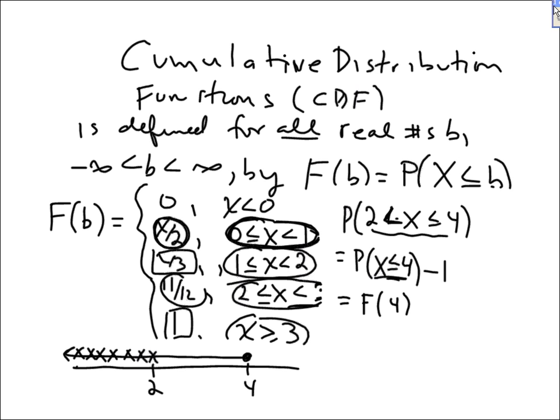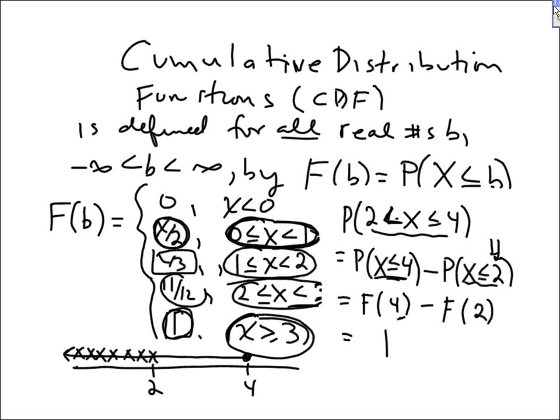I want to take away the probability that x is less than or equal to 2. That will give me above 2 to 4. But this is straightforward. The probability that x is less than anything is f of the anything. And now I know how to find f for 4. 4 is bigger than 3, so the probability is 1, minus f for 2.